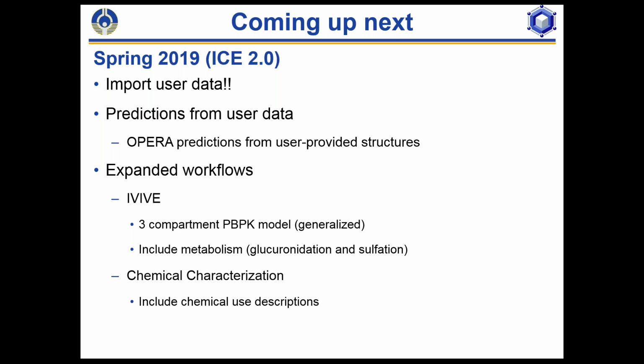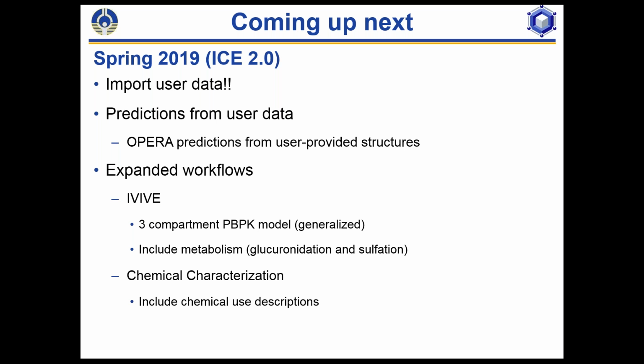We'll be expanding the workflows. So like I said, right now we have a one compartment IVIVE model. We'll be adding a 3-compartment PBPK model, generalized, and that's going to include metabolism for glucuronidation and sulfation. So you'll be able to get a more detailed view of your IVIVE needs. I'm really excited about that generalized PBPK model. It will be liver, kidney, and gut.